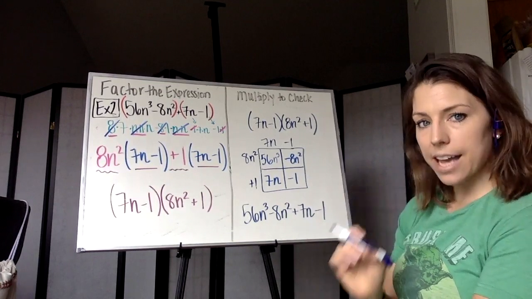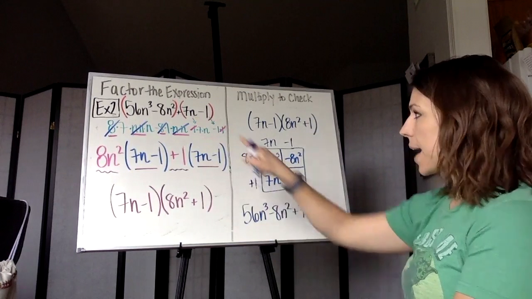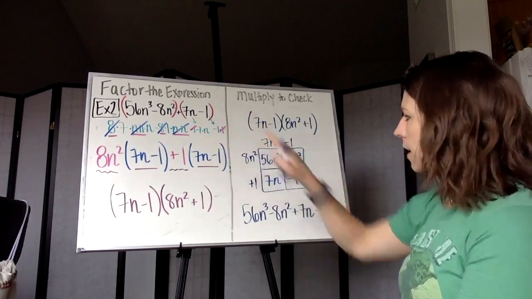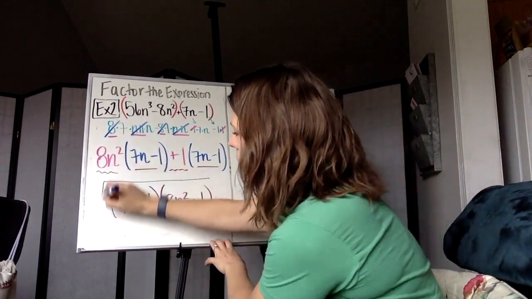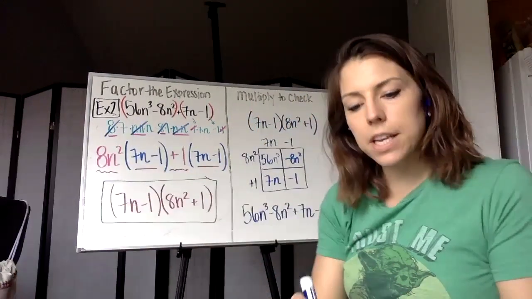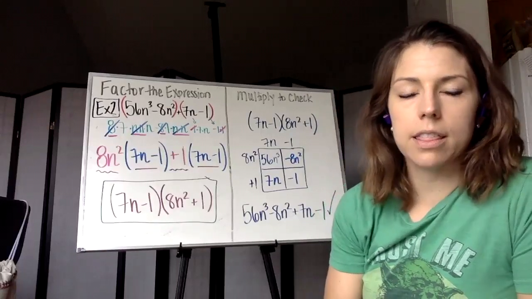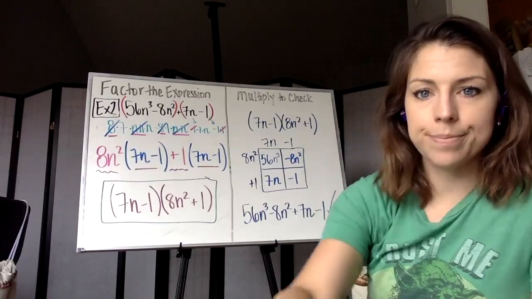Is it an exact replica of what we started with? 56n cubed minus 8n squared plus 7n minus 1. Yes, it is. That's how we know we did our factoring correctly. Pause the video now and go ahead and try number 1 and 2 from part 3, factor by grouping.